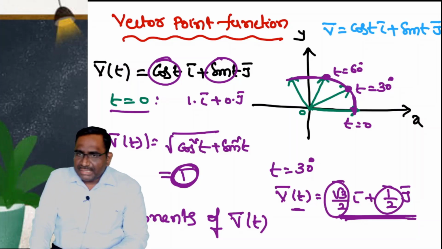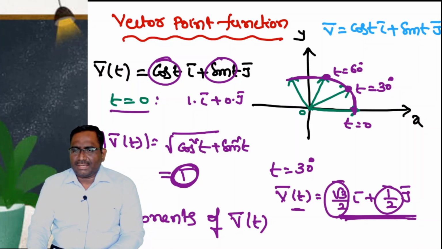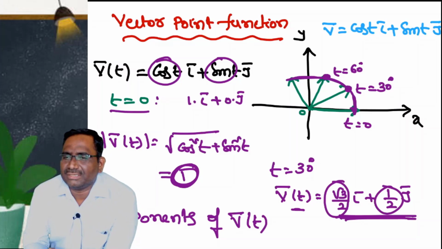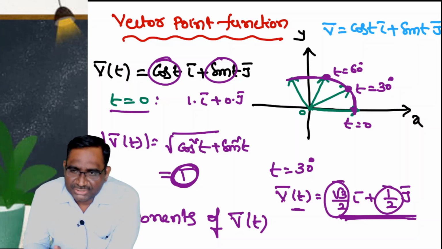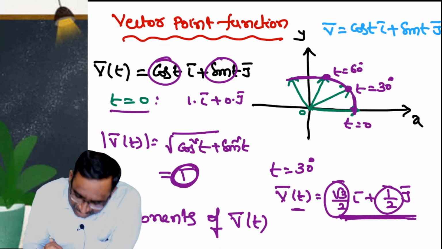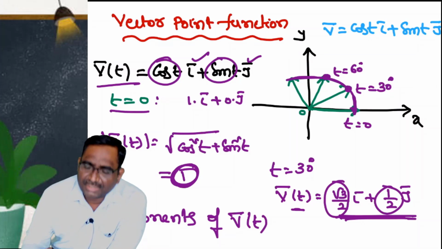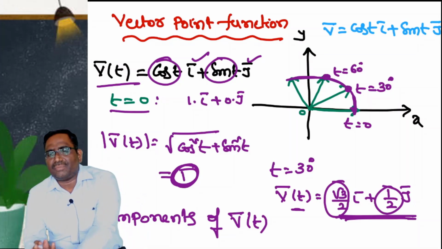So crudely we are speaking of a scalar point function: there are no vectors i bar and j bar. In a vector point function, there are i bar and j bar. So just remember this point.